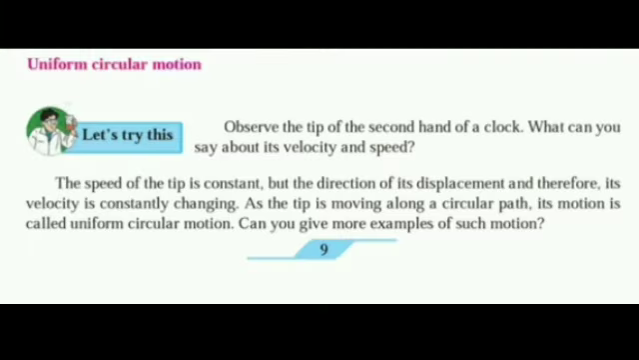Observe the tip of the second hand of a clock. What can you say about its velocity and speed? Speed of the tip is constant, but the direction of its displacement and therefore its velocity constantly changes, as the tip is moving along a circular path.